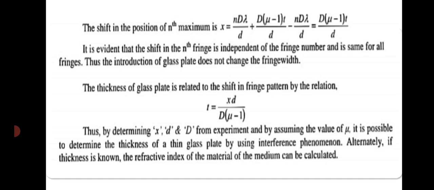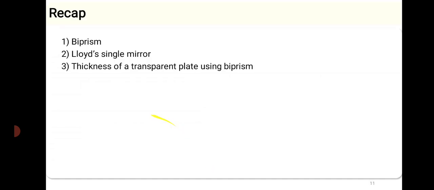Thus, by determining x, d and D from the experiment and by assuming the value of mu, it is possible to determine the thickness of a thin glass plate by using interference phenomena. Alternately, if the thickness is known, the refractive index of the material of the medium can be calculated.